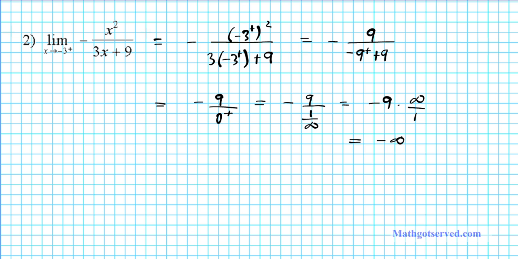So don't forget the fact that 0 from the right is the same thing as 1 over infinity. If you think about a very small positive number, it is the same thing as 1 divided by an infinitely large number. And also 0 from the left is equal to negative 1 over infinity, or 1 over negative infinity. This is a fact that we used in problem 1.